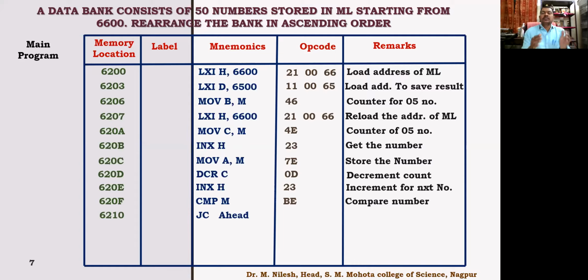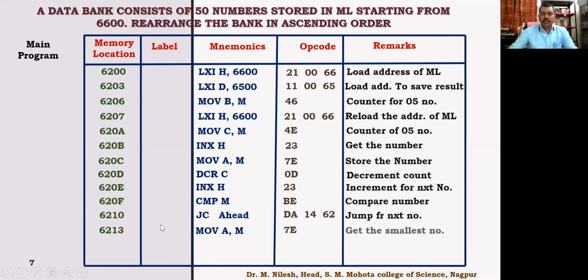If the number is greater, then there is a carry, and if the carry is generated, then we have to move forward, right? So this is the concept that we are going to use. If it is carry, then jump. If it is not carry, then store the number, that is the smallest number, in the accumulator, right? So we are putting the smallest number in the accumulator. I hope you have understood this. We have compared the two numbers, and whichever is the smaller is to be stored in the accumulator.